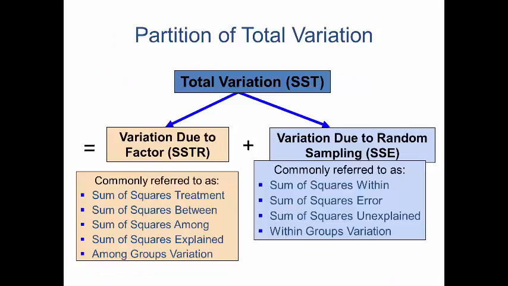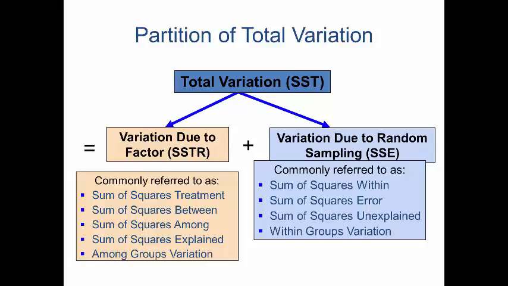To understand how the F-statistic is calculated, we first need to understand variation. The total variation in our data set, SST, sum of squares total, is made up of between group variation and within group variation. The between group variation is also known as variation due to the factor, sum of squares treatment, sum of squares between, sum of squares among, sum of squares explained, or among group variation. I just mentioned this as different textbooks will refer to different things, but it is all between group variation.